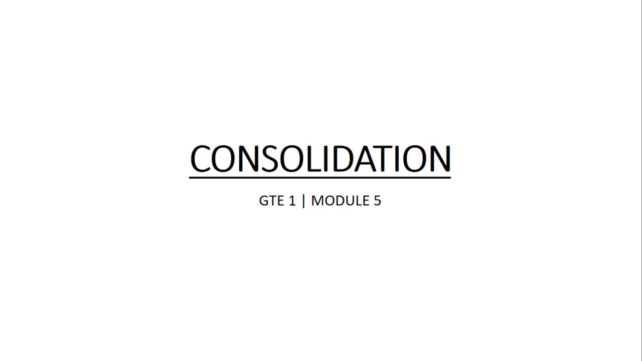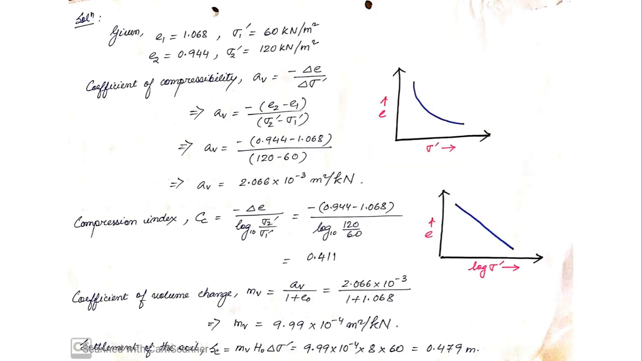In this video we will be looking at the solution of the assignment problem that I gave you yesterday. In this problem you were asked to calculate terms like coefficient of compressibility, compression index and coefficient of volume change, and at the end you were also asked to calculate the settlement of the soil mass.